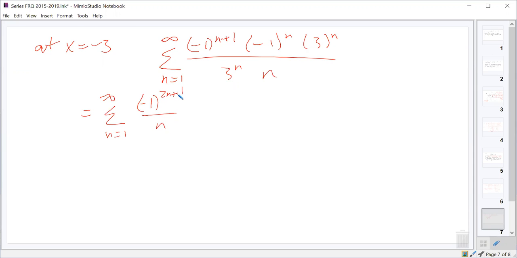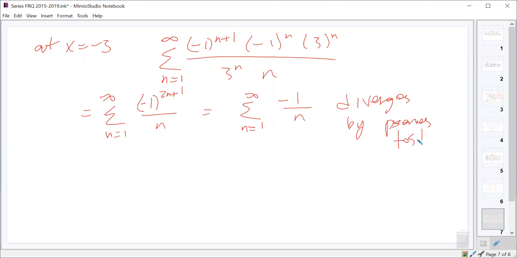If you plug in any values for n: if n is 0, that's 1; if n is 1, that's 3; if n is 2, that's 5. These are always going to be odd, so the result is always going to be negative. So the sum from n equals 1 to infinity of -1 over n. What do we know about that? It diverges by the p-series test. Everybody go with that? Okay.